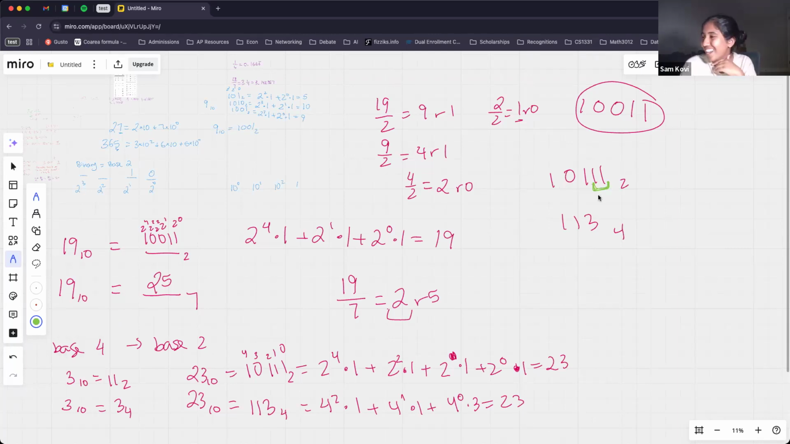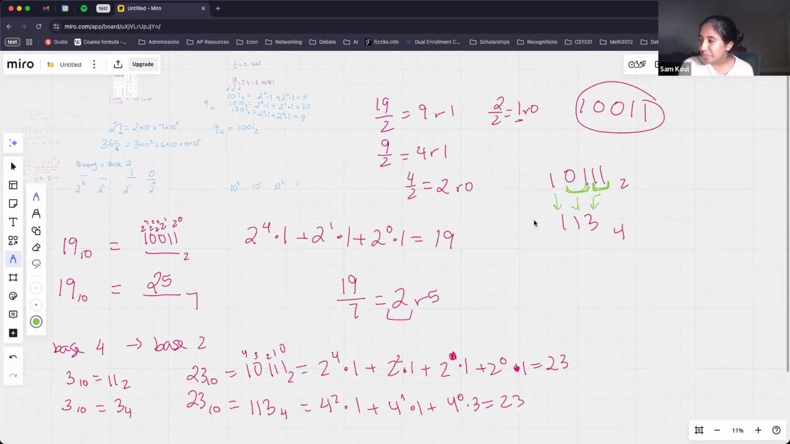1 is 3. Good. So that matches up. What is 0 1? 0 1 is 1. Good. And then this 1 matches up with a 1. So actually, if you look at it, it's very easy to convert from base 2 to base 4 or base 4 to base 2 because the numbers are related in pairs.